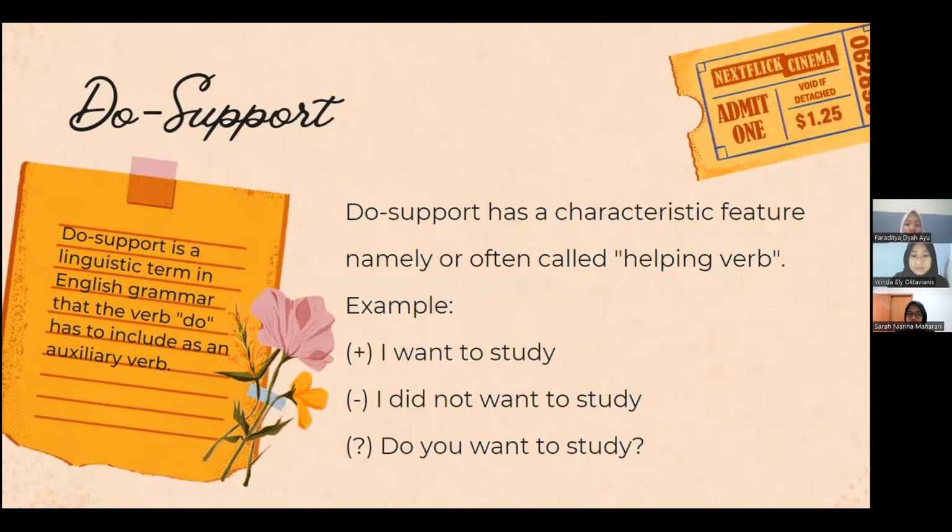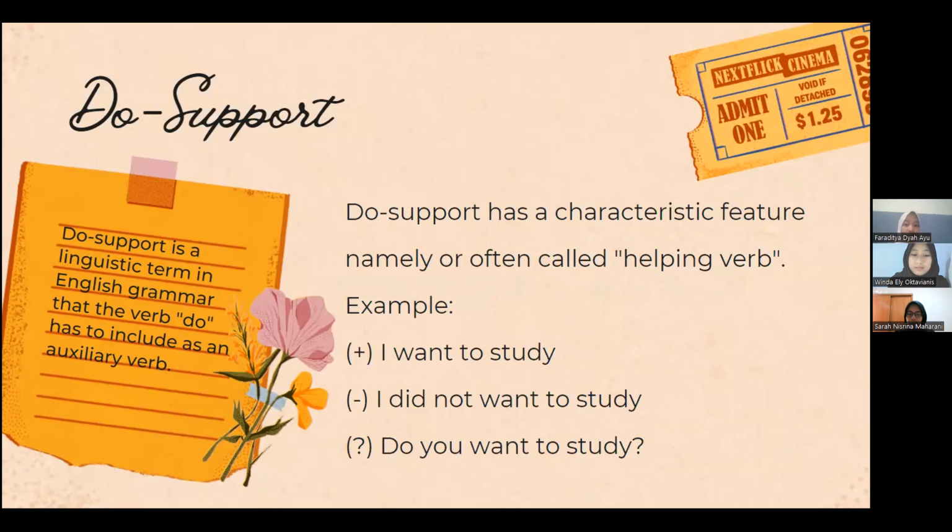'Do' support is a linguistic term in English grammar for the verb 'do' that has to be included as an auxiliary verb. This applies in questions, also called interrogative clauses, and also in negative statements as well as responses. 'Do' support has a characteristic feature, namely a helping verb. A helping verb shows that the phrase takes on an additional verb. Okay, so this is the example.